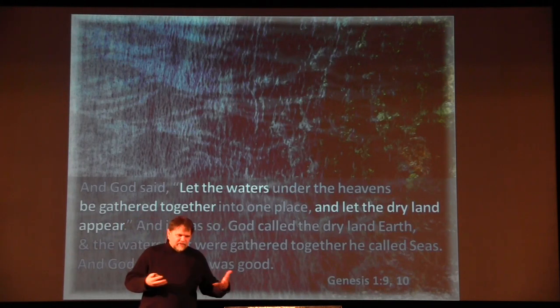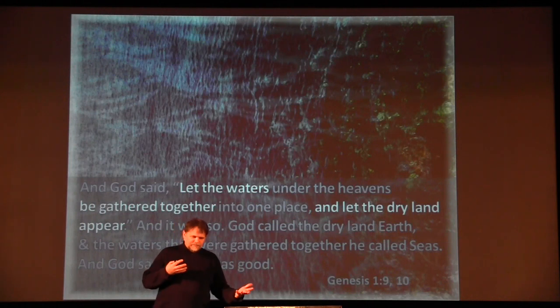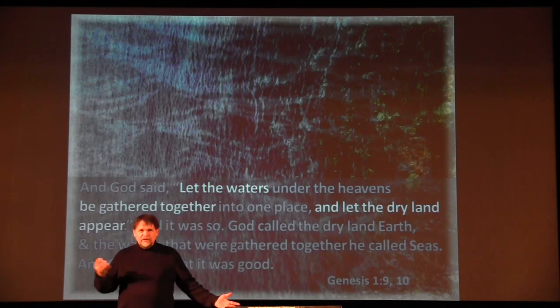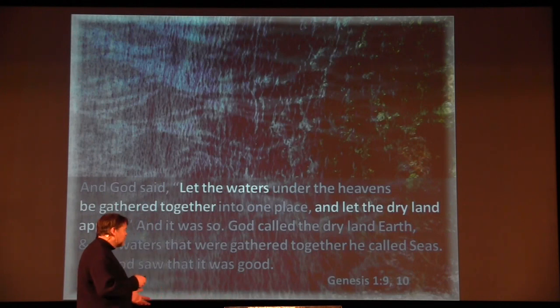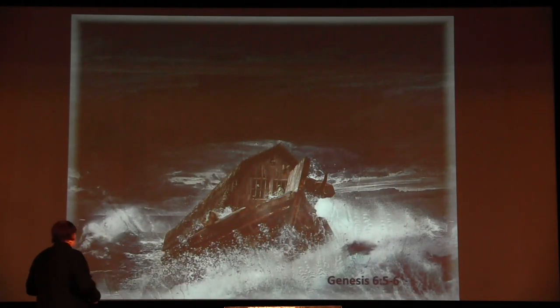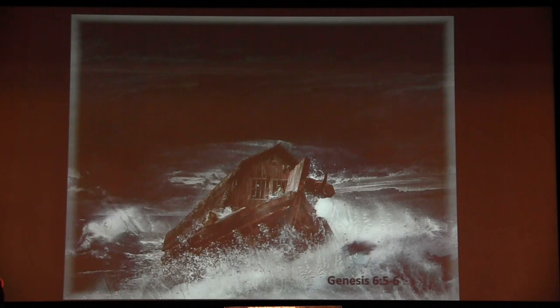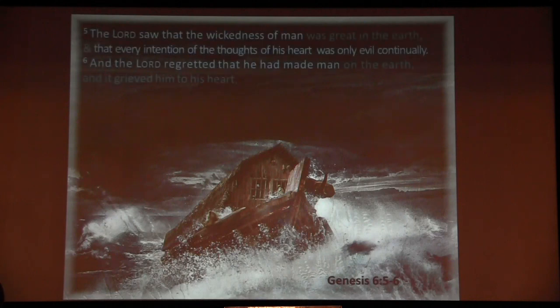But in the midst of that, there's judgment and there's salvation. And this seems to be a theme with God. Let's look at more of them. Now, in Genesis 6:5-6, the Lord saw the wickedness of man, and that every intention of his thoughts was only evil continually. And the Lord regretted that he had made man on earth.